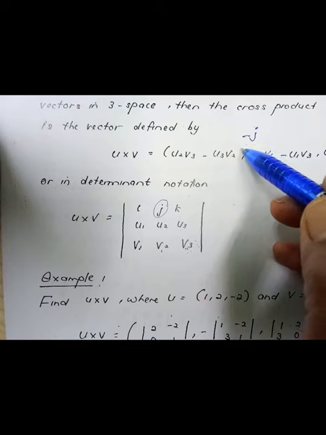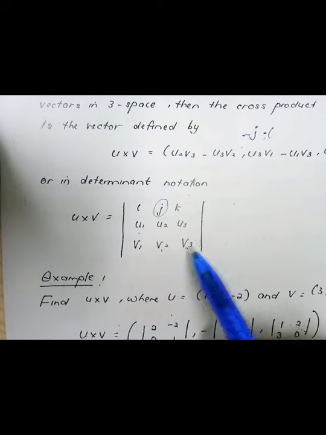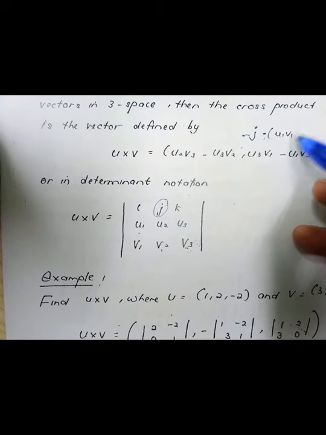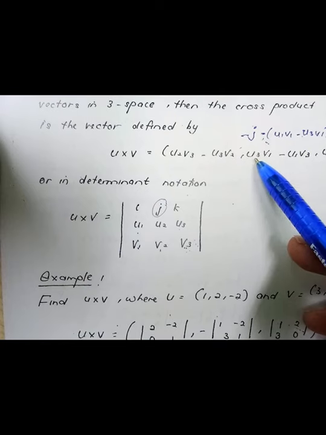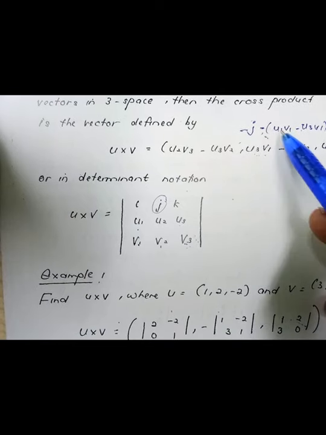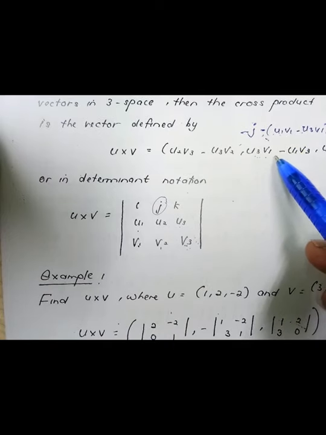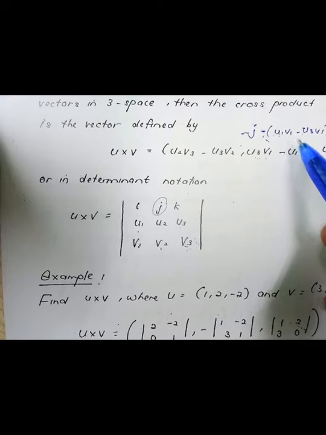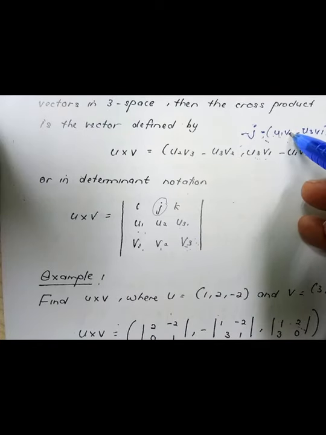So negative of u1 v3 minus u3 v1. So here, negative and negative become positive: u3 v1 minus u1 v3. Okay, u3 v1 minus u1 v3.